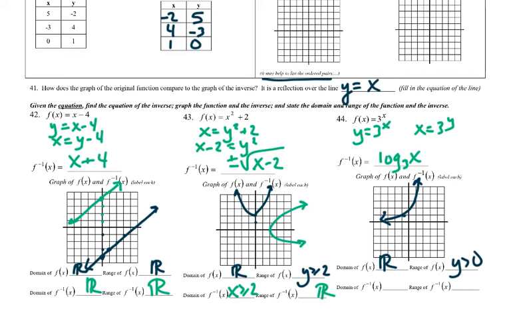I just like to reverse the ordered pairs. Instead of 0, 1, it's 1, 0. Instead of 1, 3, it's 3, 1. And then I can hug the axis there. X is greater than 0, all real numbers.